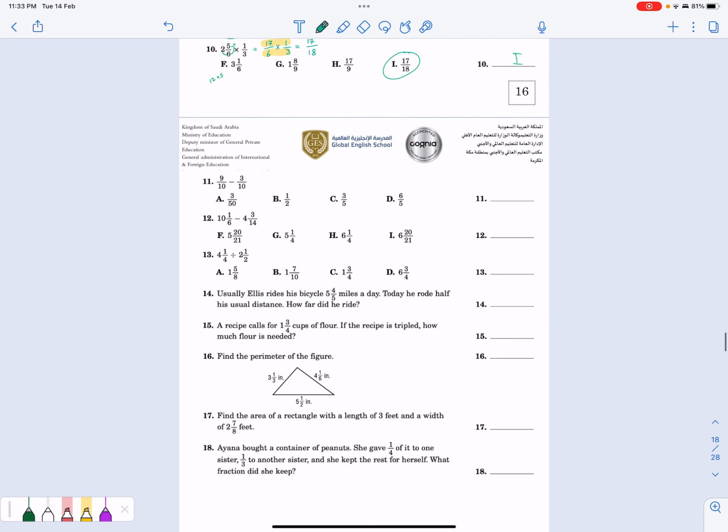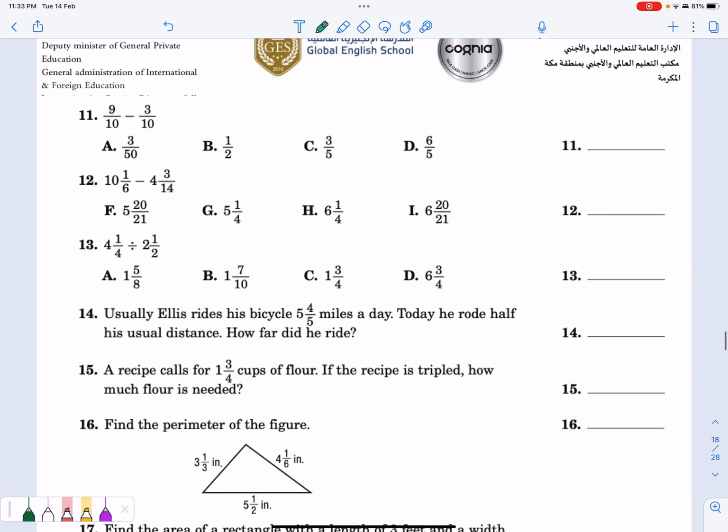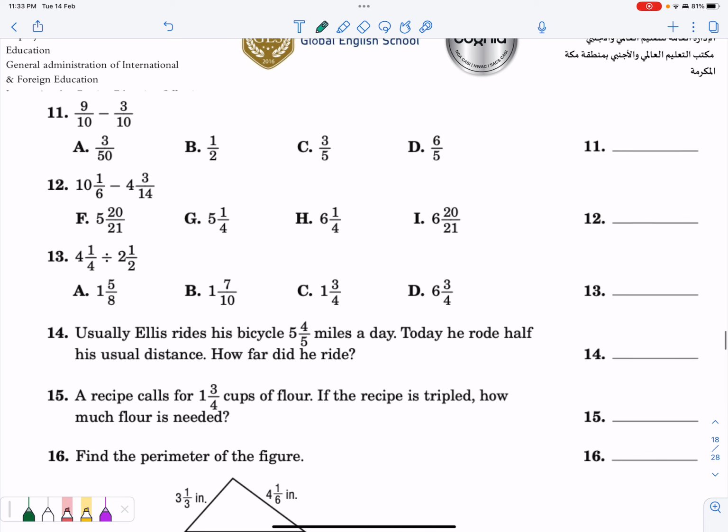Let's continue. Go to the next page. Here we have two fractions that we need to subtract. So 9 over 10 minus 3 over 10. We have the same denominator, so that is an easy one. 9 minus 3 equals 6 over 10. Right? We keep the same denominator down.